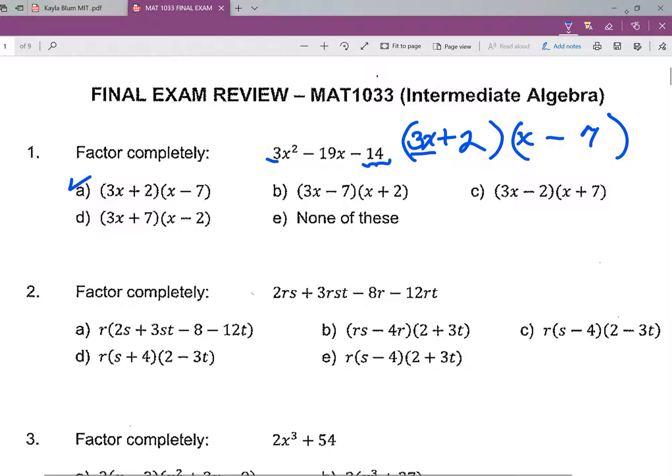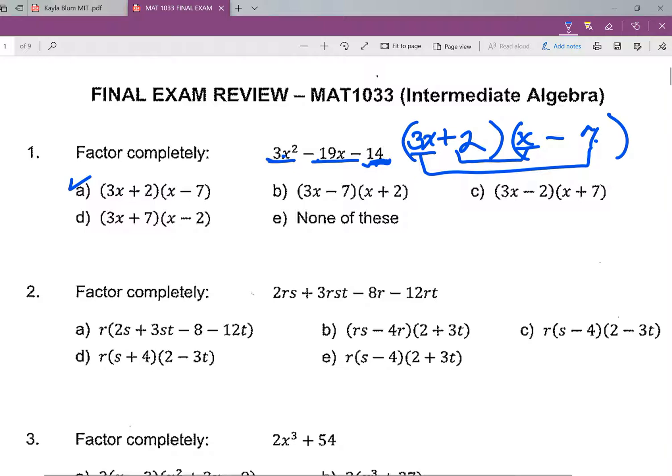So I know that 3x times x is 3x squared, so we're good there. I know that positive 2 times negative 7, that's definitely going to give me a negative 14, so I'm good there. What I have to check now is the middle. Is this going to give me 19x? I need a negative 19x, so this is going to give me negative 21x, and this is going to give me positive 2. So as we know, negative 21 plus 2 would give us the negative 19x. So actually, I guessed correctly the first time. If you don't, then you just continue, and you continue to try.